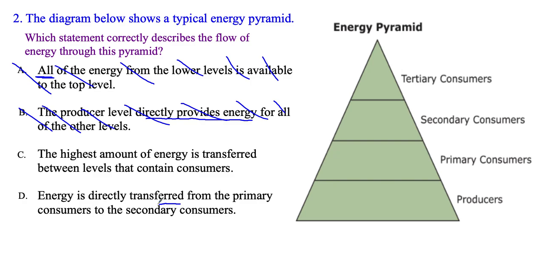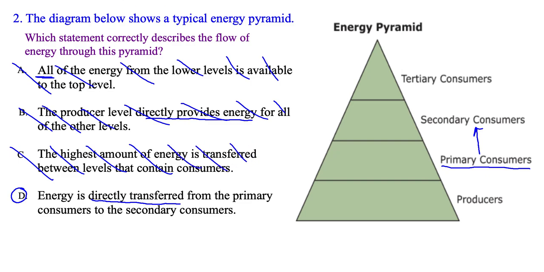Energy is directly transferred from the primary consumer to the secondary. So let's see. Is it directly transferred from primary to secondary? Yes, because this secondary is directly above the primary, so that means that energy is directly transferred from primary to secondary. This is true. Again, energy is directly transferred to the things that are right on top of each other. So producers directly provide energy to primary, primary directly provides energy to secondary, secondary directly provides energy to tertiary. So this one's true. Let's just get rid of C.